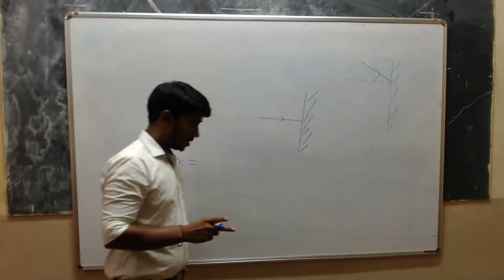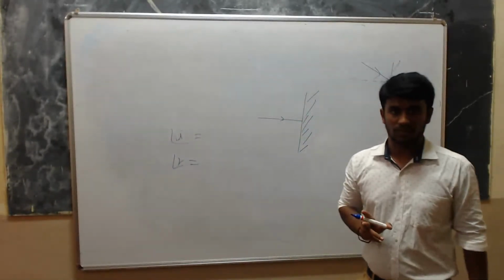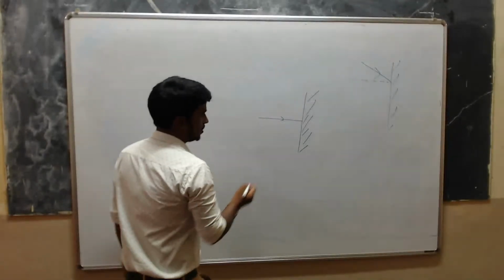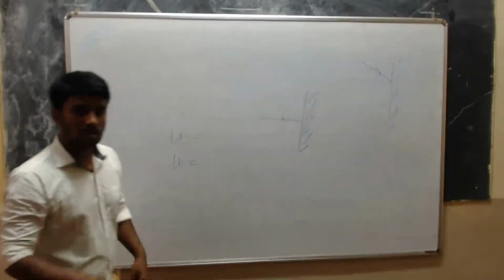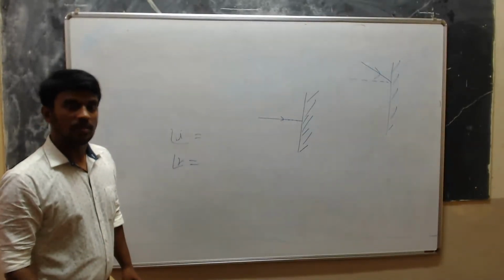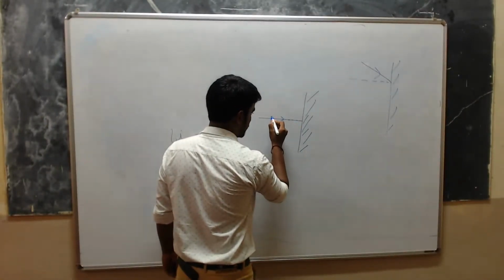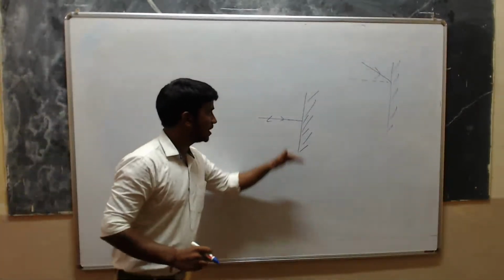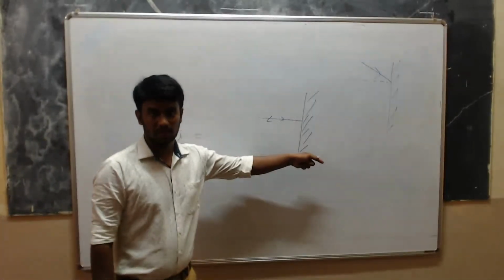You know, the normal should always be perpendicular to the reflecting surface. So at the point of incidence, this incident ray itself is the normal. And what about the reflected ray? This line itself is also the reflected ray. In this case, the incident ray, normal, and reflected ray are all lying on the same path.